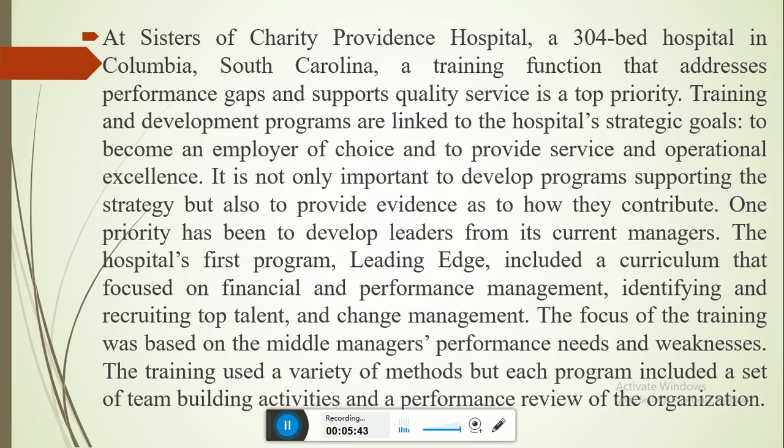The training used a variety of methods, but each program included a set of team building activities and a performance review of the organization. As you can see, they have a variety of methods, meaning different types of methods, and a set of team building activities, different activities in order to conduct the training programs.